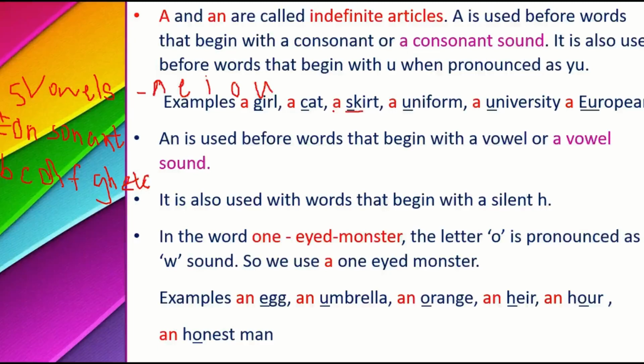Next, now you can look at the 3 words. You can see the difference. How will you pronounce this word? Uniform, right? What will be the starting sound of uniform? U. This is U, uniform. And see the next one, university. And see the third one, European. And do you know why we have used a over here? They are all having that letter U.